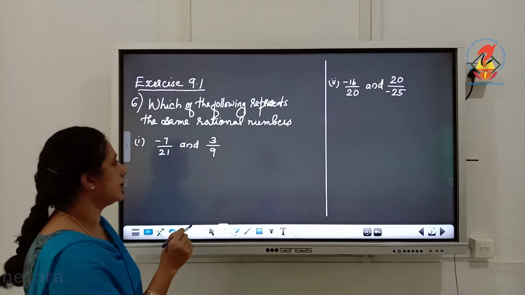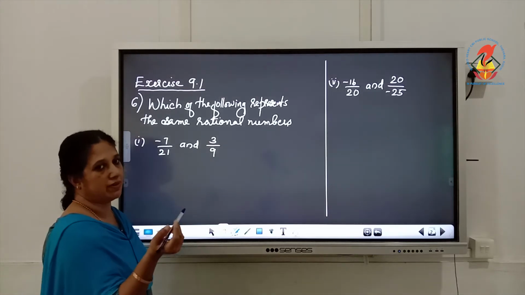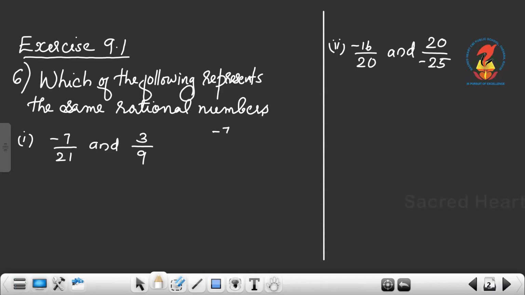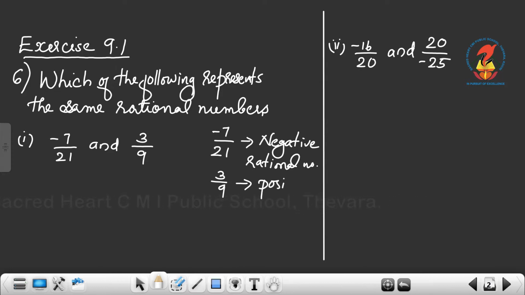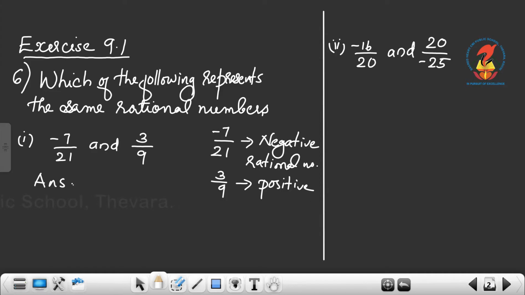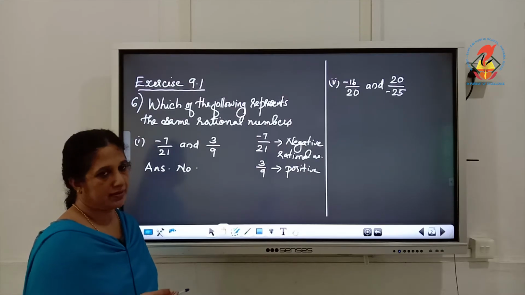Now all of a sudden you can say the answer is no. Can you say why? Negative 7 by 21 is a negative rational number, and 3 by 9 is a positive rational number. So whether they will represent the same rational number? No. So the answer is no. These two are not equal.